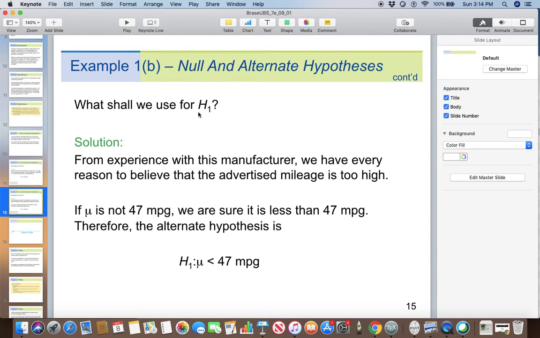What shall we use for H1? From experience with this manufacturer, we have every reason to believe that the advertised mileage is too high. If mu is not 47 miles per gallon, we are sure it is less than 47 miles per gallon. Therefore, the alternate hypothesis is H1: mu less than 47 miles per gallon.